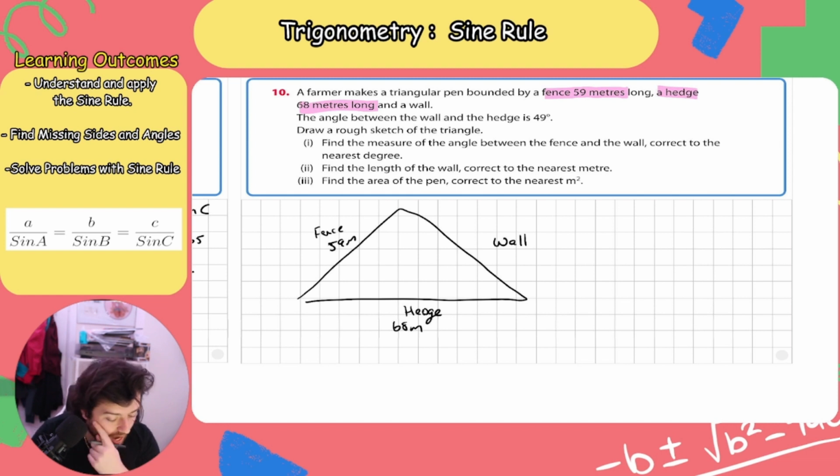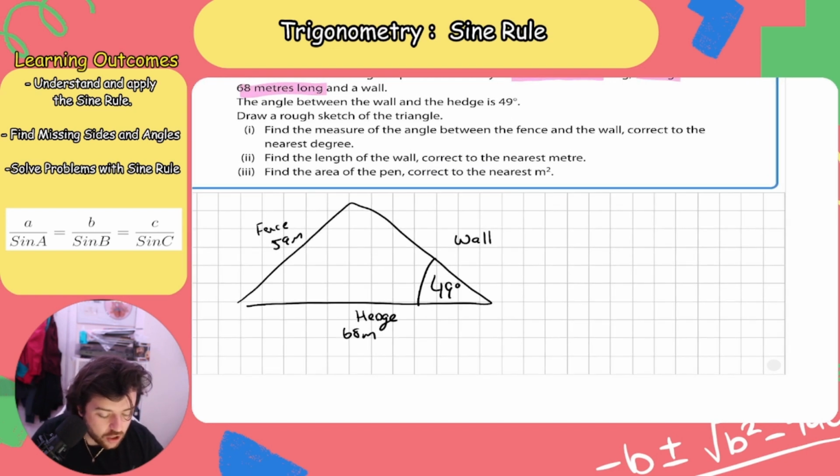So I have a triangle here, and it says the angle between the wall and the hedge is 49 degrees. So from here to here is 49 degrees. So find the measure of the angle between the fence and the wall, correct to the nearest degree. So the fence and the wall. So we're asked to find the measure of this angle here.